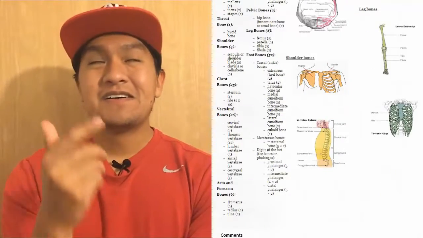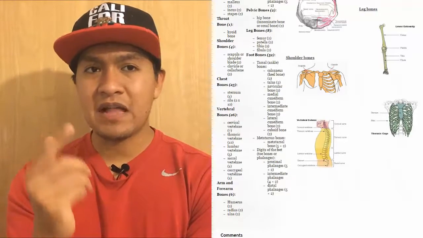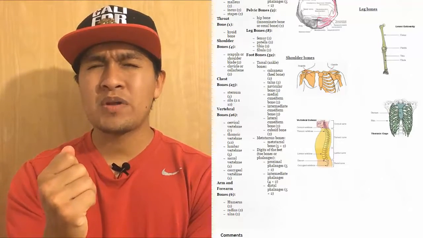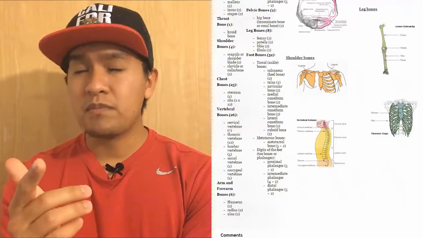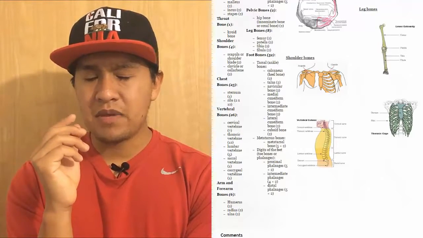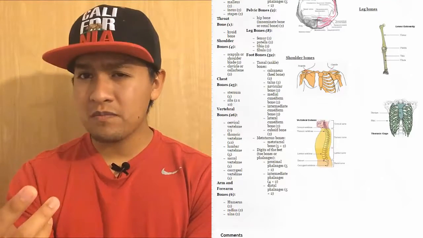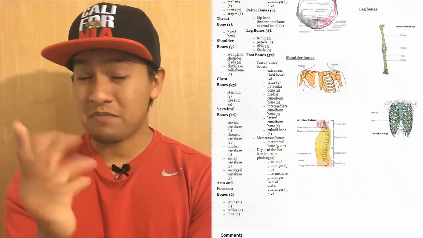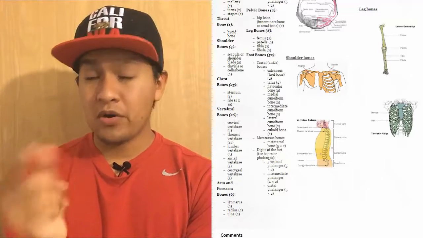Now for the foot, we have the tarsal, which we have the calcaneus bone. We have the talus. We have the navicular bone. Then we have the medial, intermediate, and lateral cuneiform bone. I'm pretty sure that's probably not how you say it. Then we have the cuboid bone.